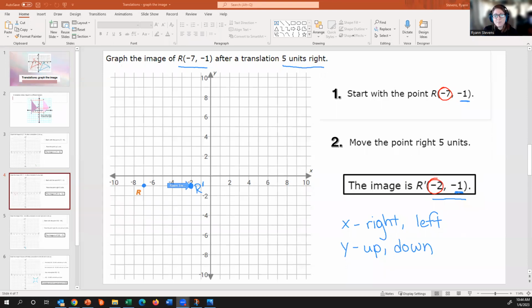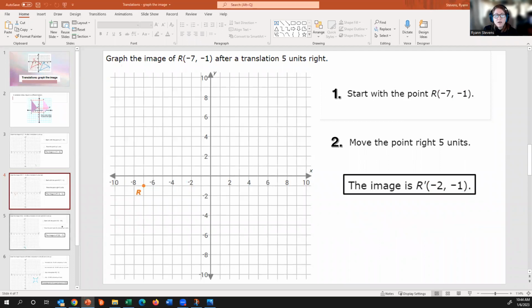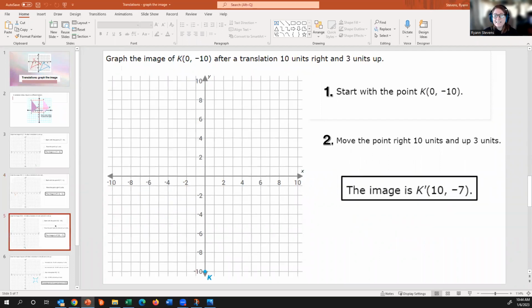Take a look at another example. We've been looking at just one point at a time, okay? We've only been looking at one direction as far as how we're translating this point. So now we're looking at the graph image of K, which is at (0, -10), after a translation of 10 units to the right and 3 units up. So here we can see we're going right and up, so our X and our Y should be different in this case.